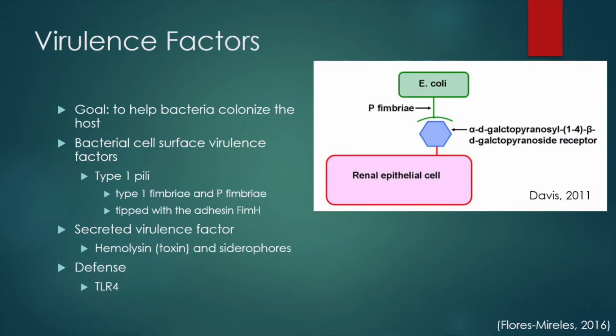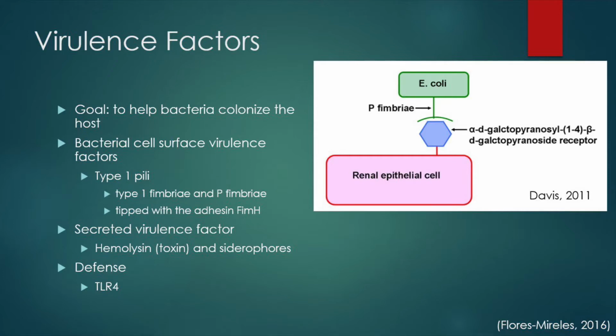Virulence factors are molecules produced by bacteria that add to the effectiveness and ability to achieve colonization in a host. Specifically, in this infection, it would be inside the urinary bladder and the kidneys. There are two different types of virulence factors. One are bacterial cell surface virulence factors, and the other is secreted virulence factors.